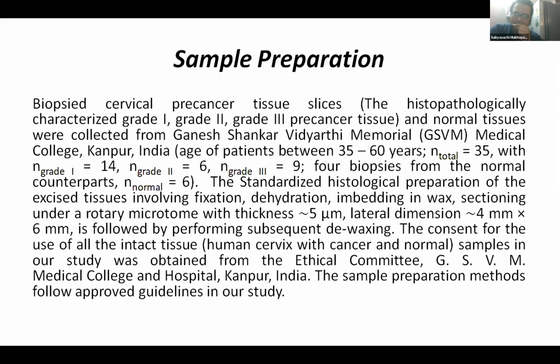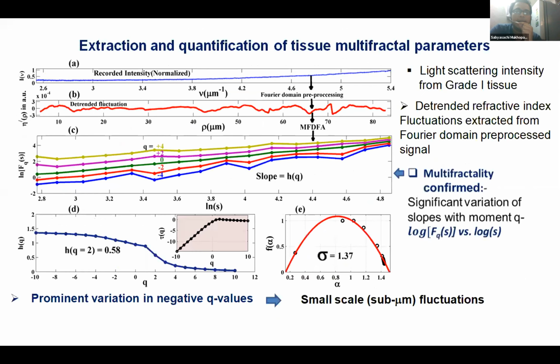So this is how we have prepared the overall samples while dealing with the in vitro samples, and all the details of the age demographics are there. In a nutshell, we have seen that the recorded intensity, which has been normalized, obviously, and then detrended, shows several fluctuations even for the -4 to +4 level of the order of moment scale.